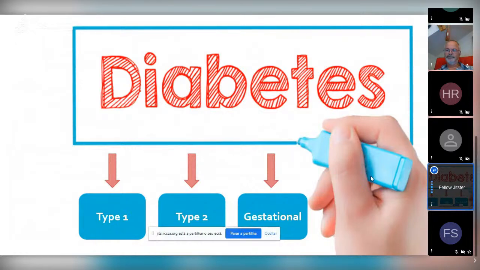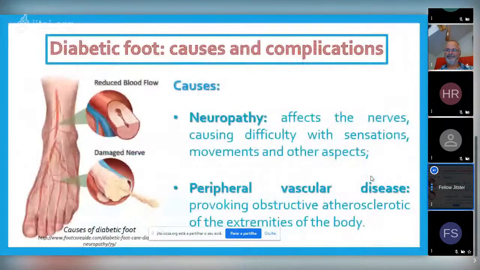Diabetes requires early diagnosis and ongoing treatment to prevent serious complications. Two of them are nerve and blood vessel problems, and those 2 problems cause diabetic foot. When we have nerve problems, the patient gets neuropathy, which affects the nerves, causing difficulty with sensations, movements, and other aspects. When blood flow problems appear, peripheral vascular disease appears, provoking obstructive atherosclerosis of the extremities of the body.